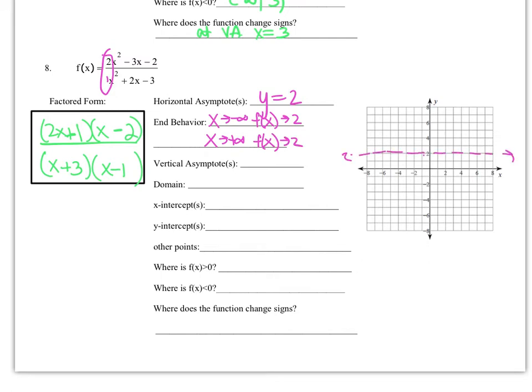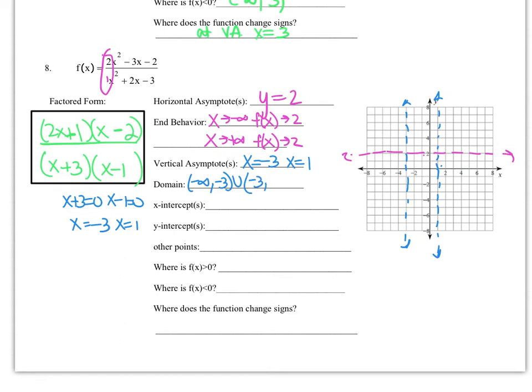And then vertical asymptotes come from setting your denominator equal to 0. So when I do that, this gives me x equals negative 3, and this gives me x equals 1. And that also will give us the restrictions on our domain. So we put those in as vertical lines, and remember, your graph can't cross them or touch them. So those are your restrictions on your domain. So we're going to go from negative infinity to negative 3, union negative 3 to 1, union 1 to infinity.